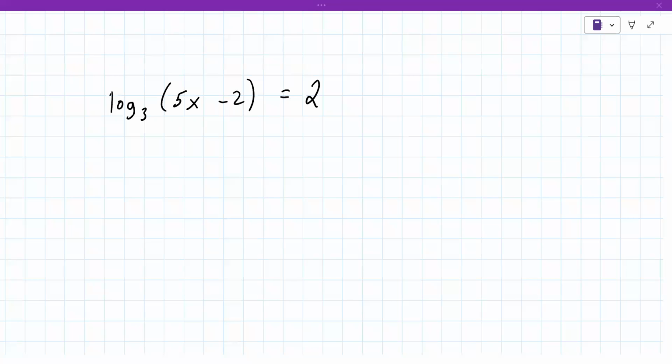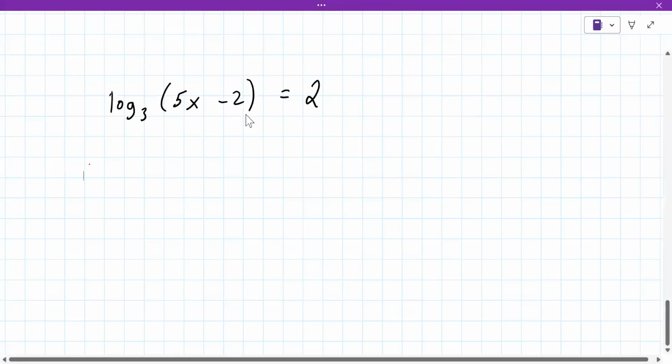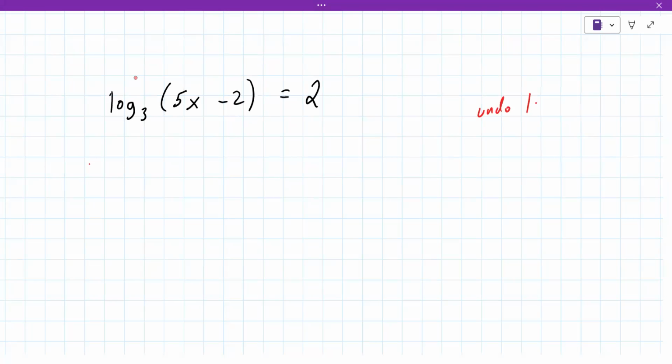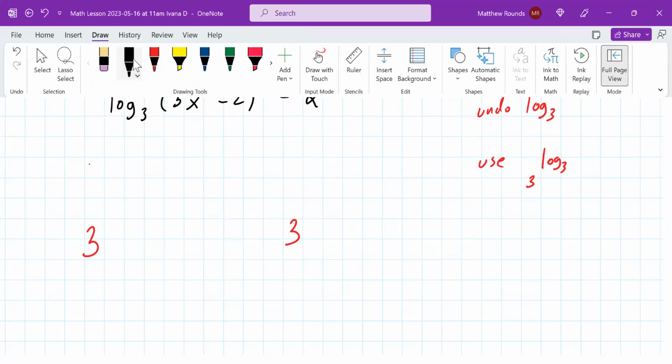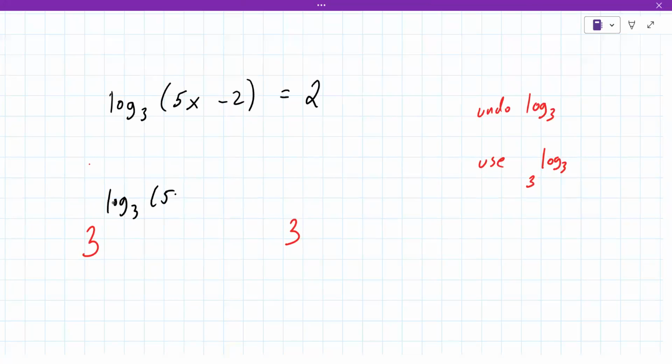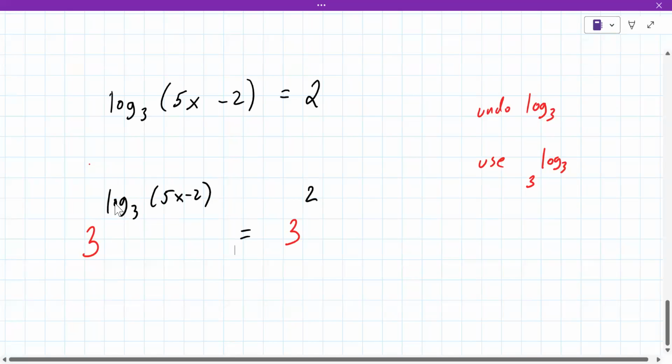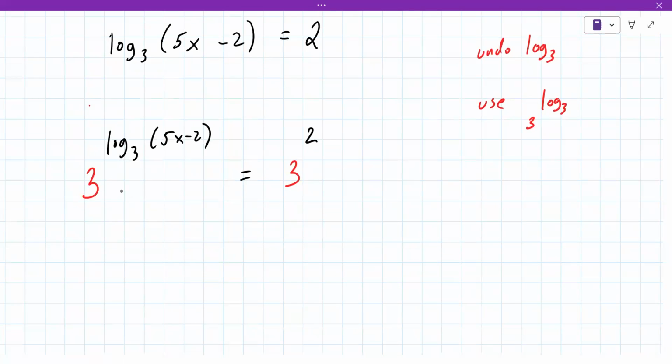So here's a sample problem. I called this case 2. It's like one of the last problems we just did. You have to undo the logarithm. So in this case, to undo log base 3, you use 3 to the log base 3. On both sides, there's a 3, and that's the base. Log base 3 of 5x minus 2 equals 3 to the 2. On the left, this undoes the logarithm. It's gone, poof, it vanishes. So we got 5x minus 2 equals 9.